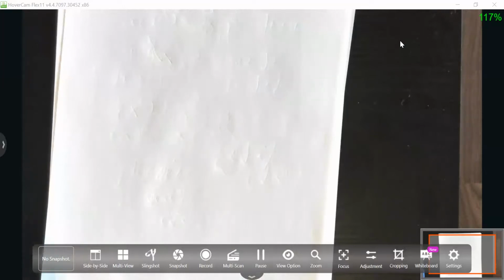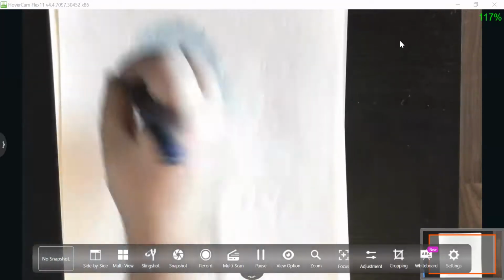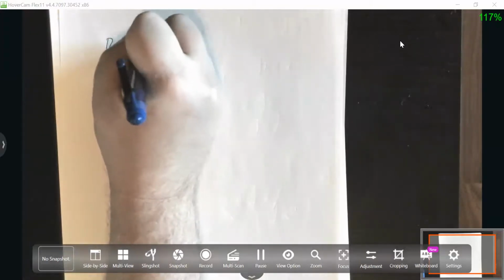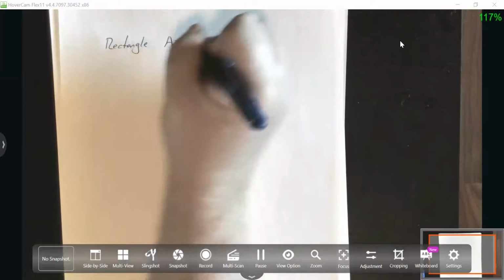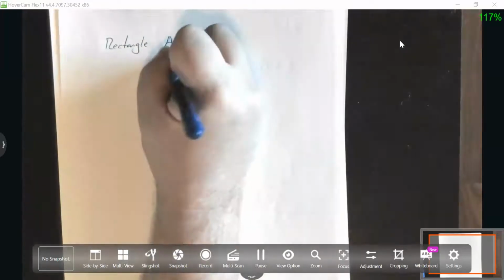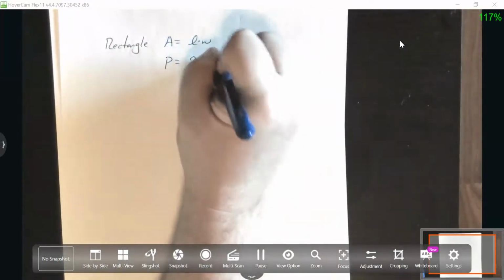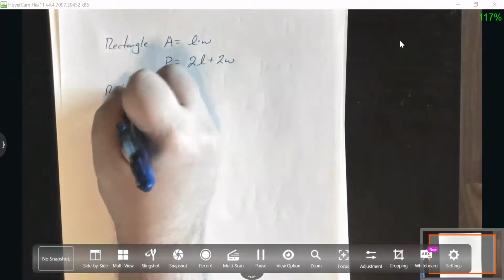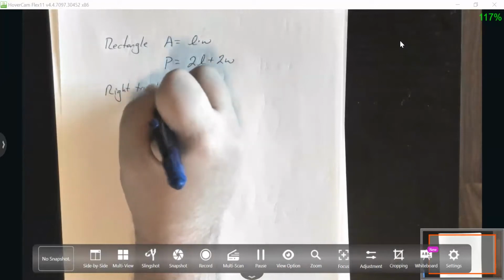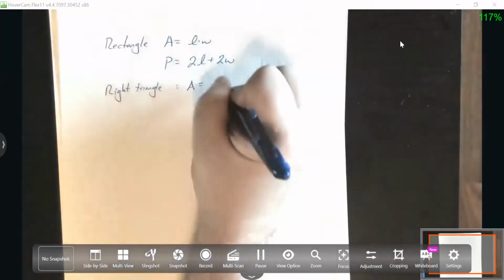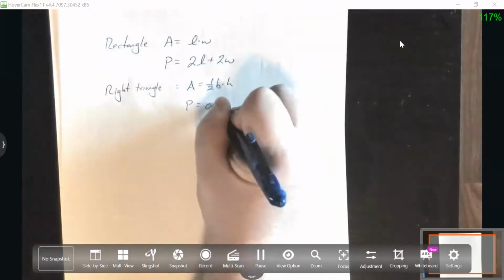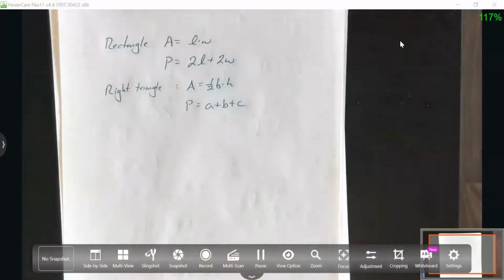Okay, final thoughts for the assignment. Just a quick reminder, I do ask about some basic shapes. So for a rectangle, area of a rectangle is the length times the width. Perimeter of a rectangle is 2 times the length plus 2 times the width. For a right triangle, the area is 1/2 the base times the height. And the perimeter is just adding the 3 sides together, whatever they might be. So just remember that will help you with the word problems.